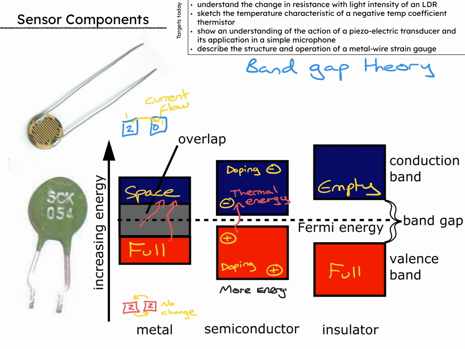For some materials, this energy can be provided as light. This is an LDR. More light means more energy, which means more conductivity, which means lower resistance. For some materials, this energy can be provided as heat. This is a thermistor. More heat means more energy, which means more conductivity, so lower resistance.